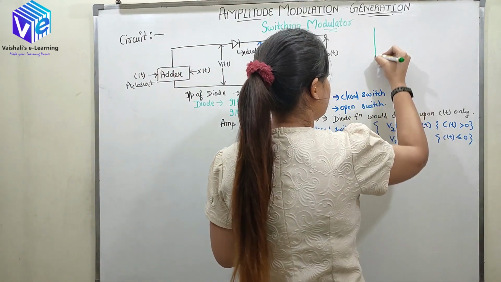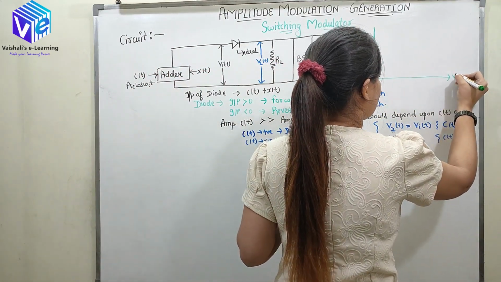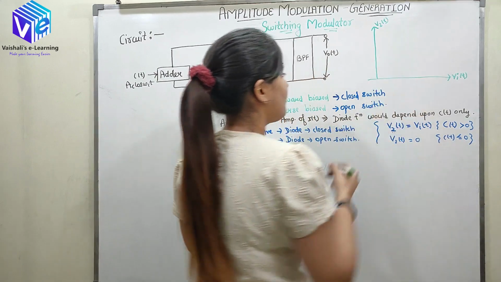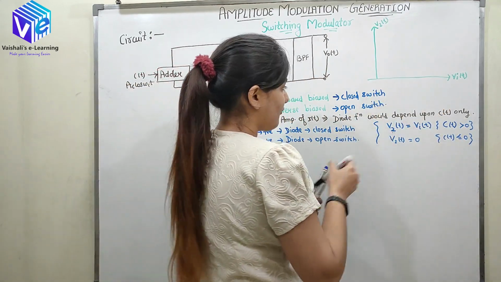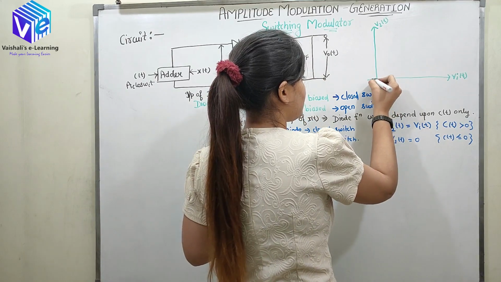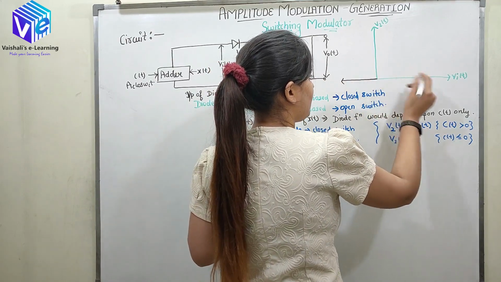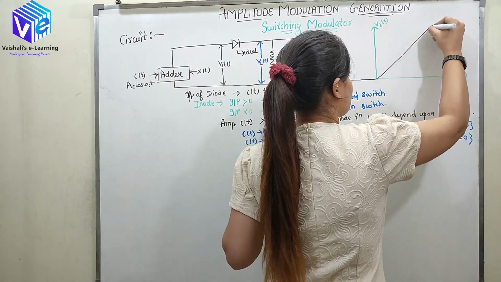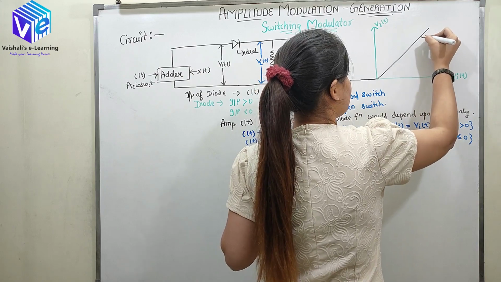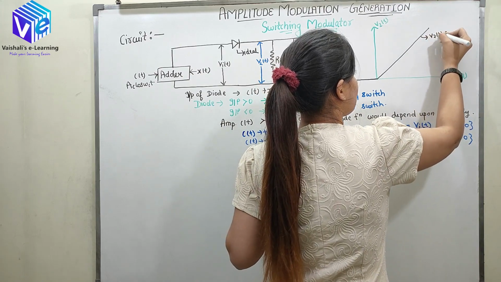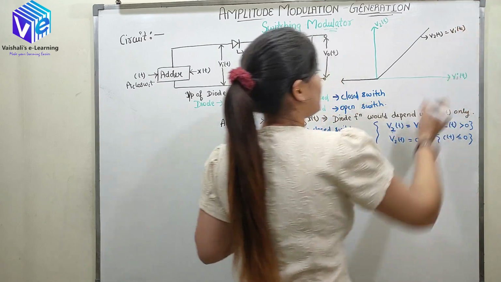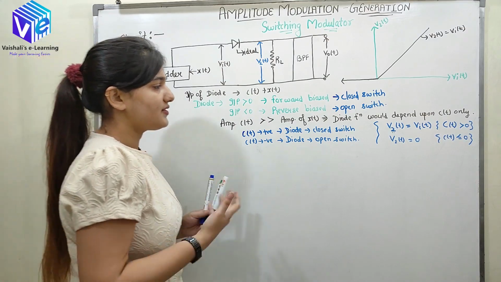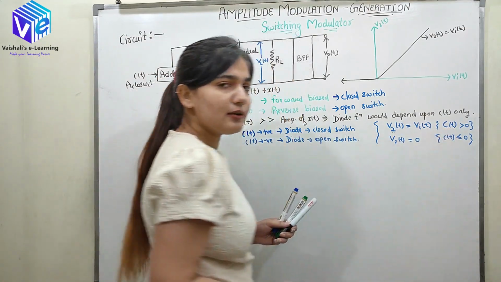If I plot it, here I have v1(t) and here I have v2(t). For negative values of v1(t), that is for negative values of c(t), the output is 0. After that, if v1(t) is greater than 0, v2(t) is equal to v1(t), so it has slope 1. This graph represents the functioning of this diode. So this diode depends upon the carrier signal only.